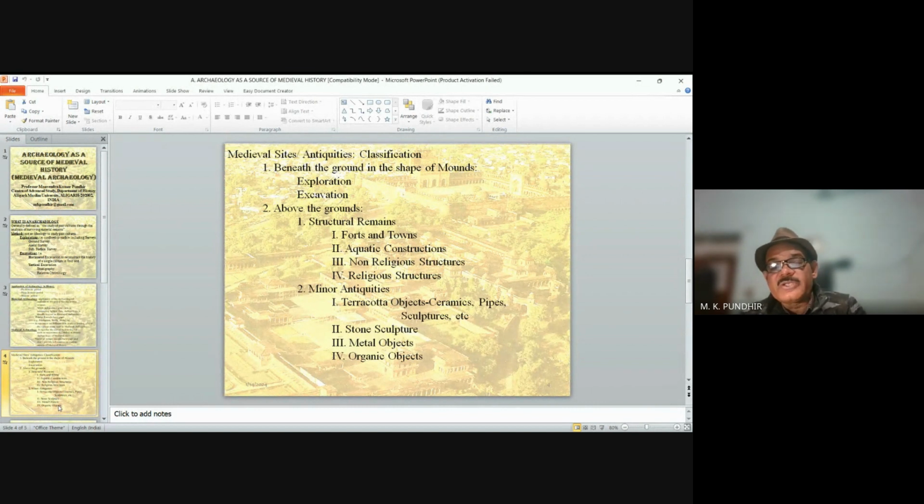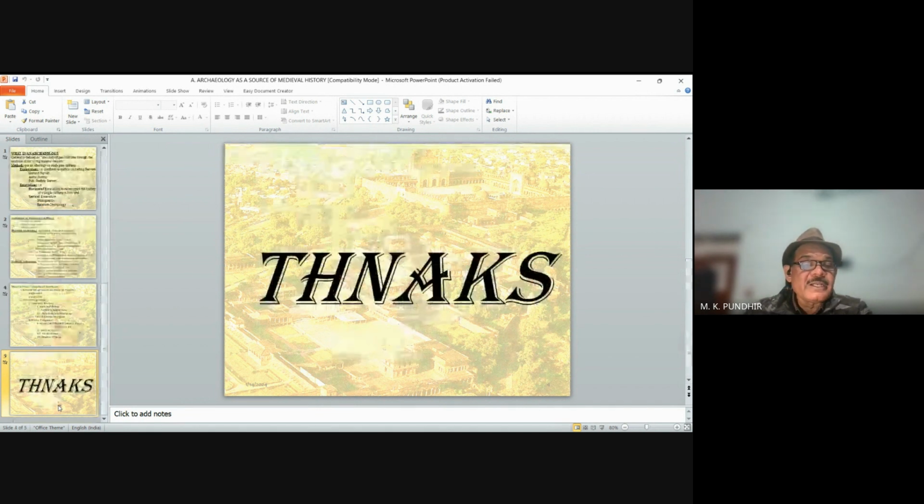Same with metal objects, same with organic objects. Organic objects means bone pieces were sometimes used to create objects, and elephant tusk, ivory, was also used to create sculptures. Such things could be possible only through archaeology. And I think I should stop here for having a very good discussion. Now I initiate the discussion.